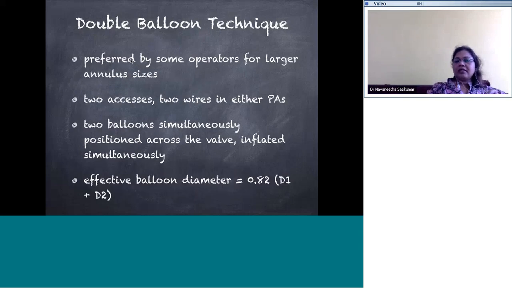A quick word about the double balloon technique. So this is not commonly used these days. This is preferred by some operators for larger annular sizes, especially in adults. How do you do it?